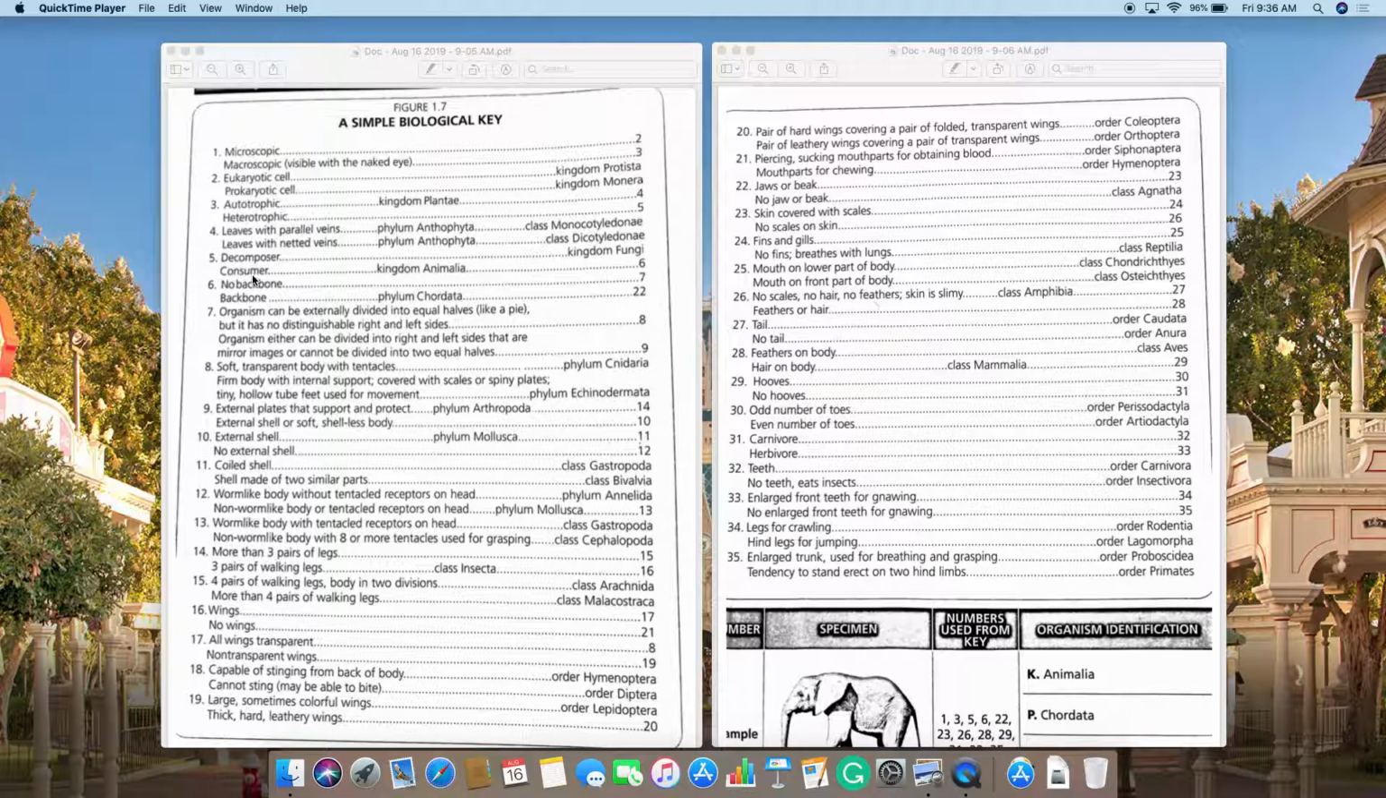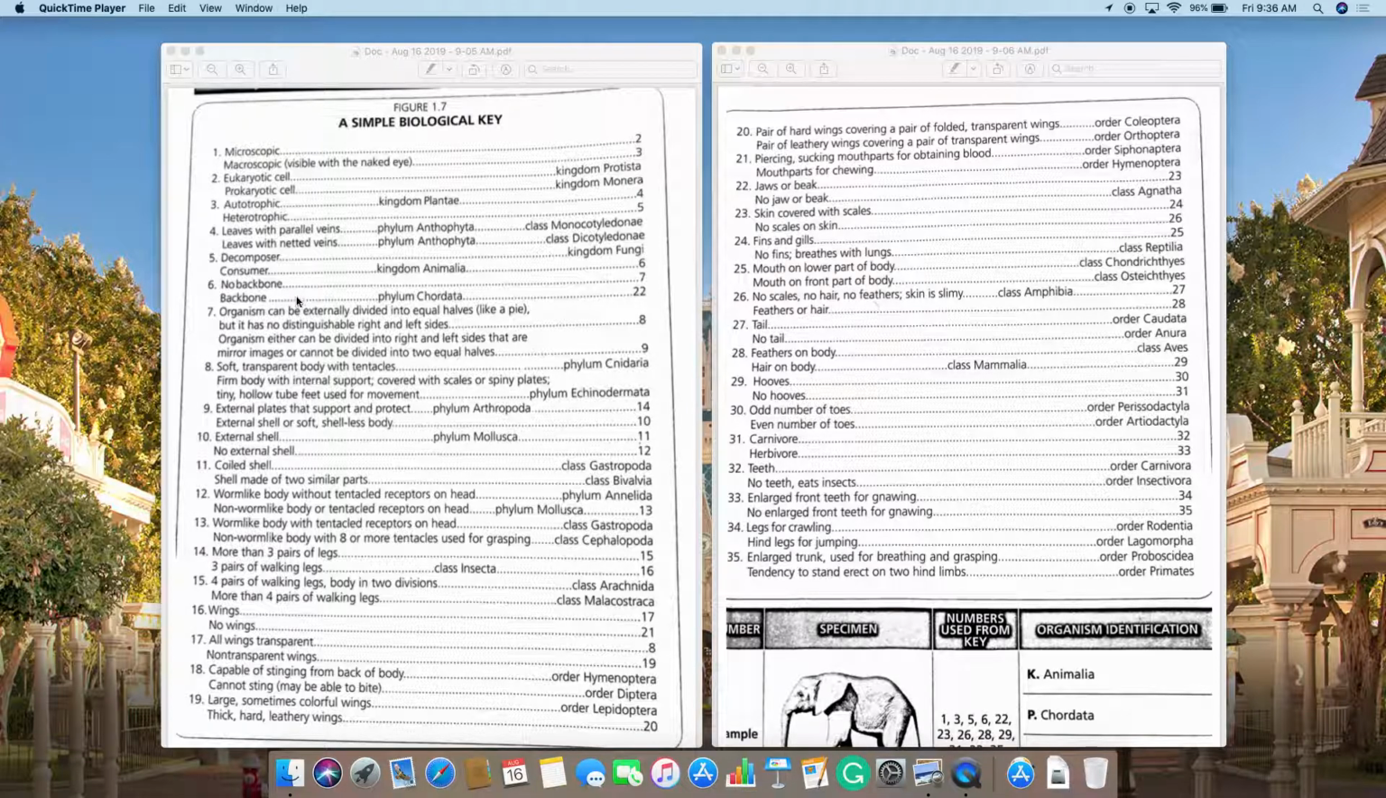Is he a decomposer or a consumer? Well, a decomposer would be something like bacteria or a fungus. So he's not that. He's a consumer. He's eating other things. So write a number 6 and then under your K for kingdom, write Animalia. The chipmunk belongs to kingdom Animalia. Then let's go to number 6.